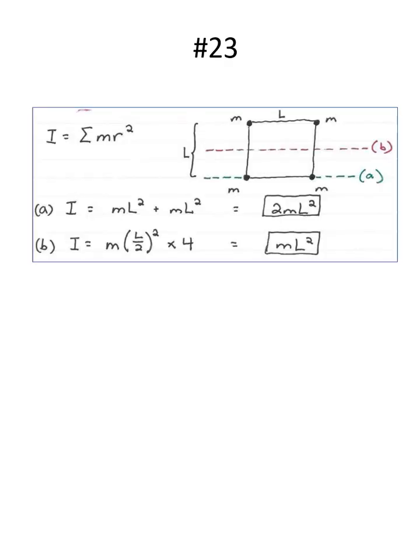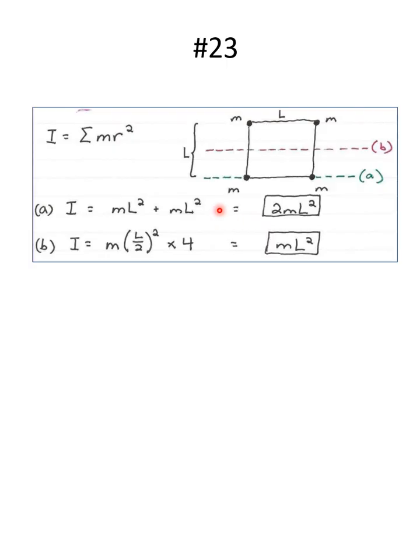Number 23. 4 equal masses M are located at the corners of a square of side L connected by essentially massless rods. Find the rotational inertia of the system about an axis A that coincides with one side and B that bisects two opposite sides. All right, we've got to draw a picture here. Here are the 4 masses, and part A says that the axis of rotation coincides with, as you can see in the picture, one side of the square.